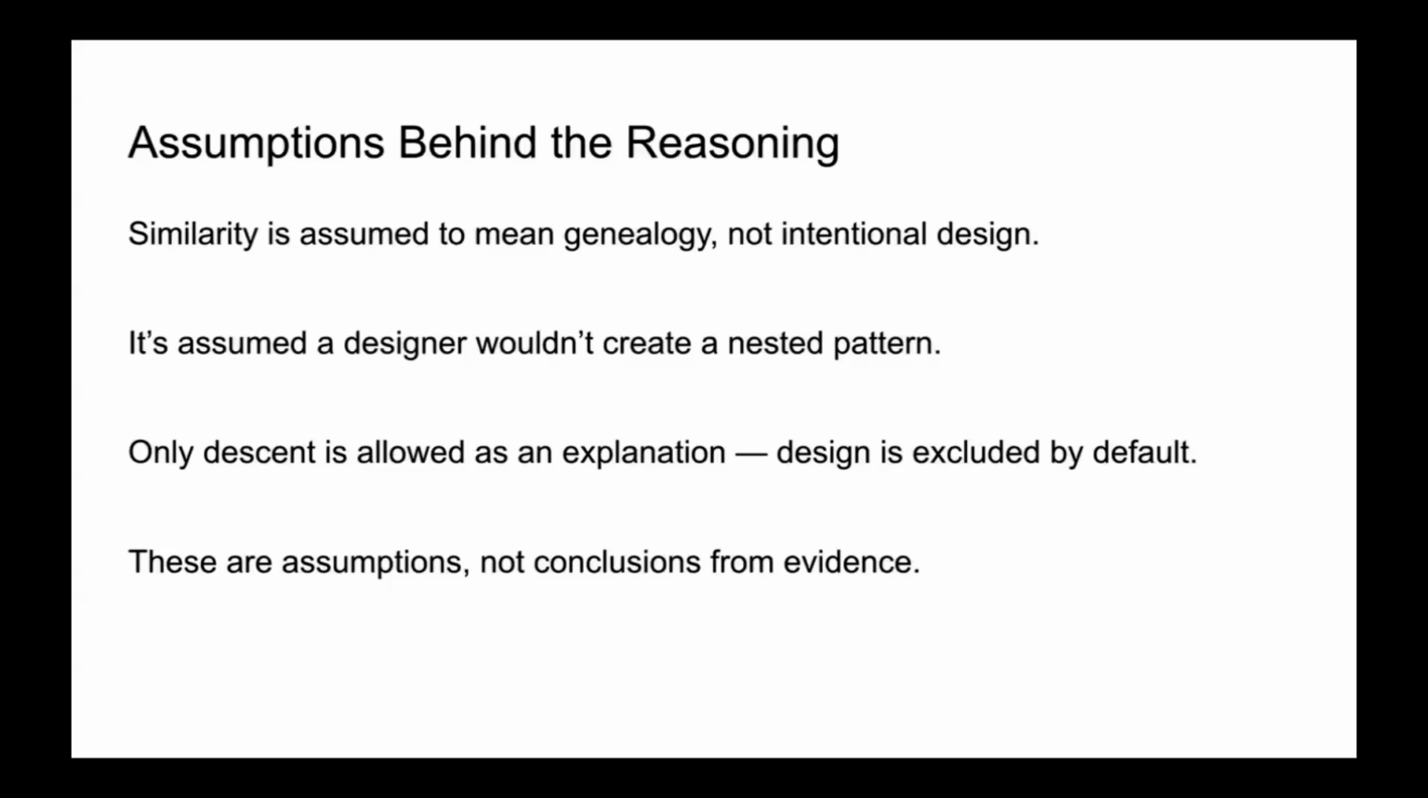Another assumption is that intelligent design would not create a nested-like pattern, right? Just to recap, one of the arguments we went through was that in the evolutionary paradigm, when we look at organisms, we see this nested hierarchy where you have groups within groups. But for that to be considered actual evidence for evolution, you have to first rule out that a designer could not or would not create a nested hierarchy kind of pattern.